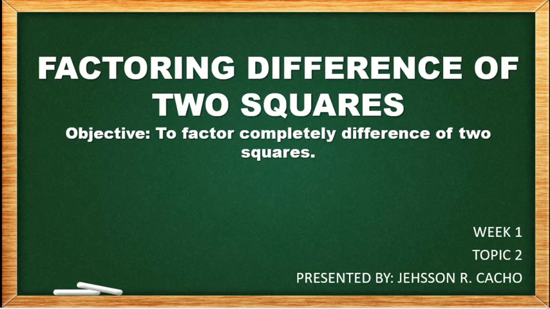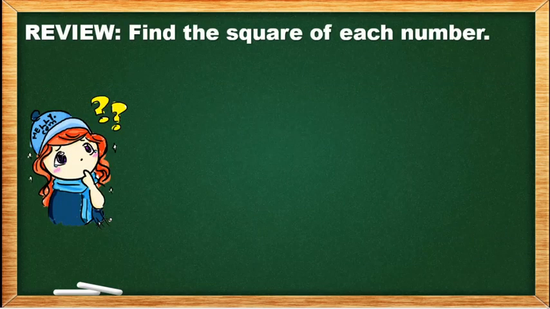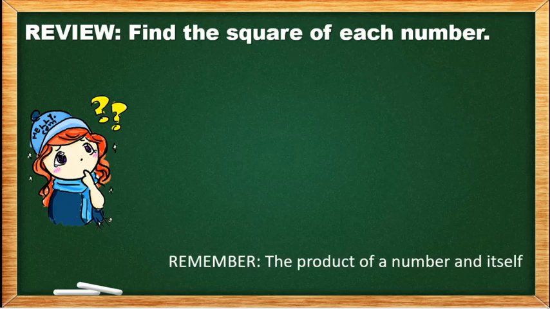Before we proceed to our topic, let's review square of a number and square root of a number. First one, find the square of each number. Remember, it is the product of a number by itself. That only means you are multiplying a number by itself. Let's say example number 1, 2 squared. You're multiplying 2 by itself. So this shows that 2 times 2 is equal to 4. Remember, we multiply the two numbers, that's why the product is 4.